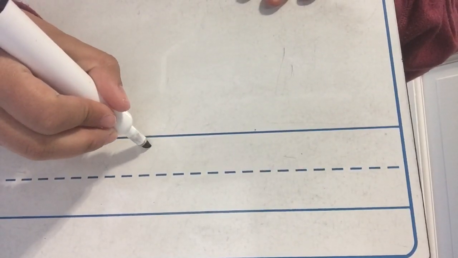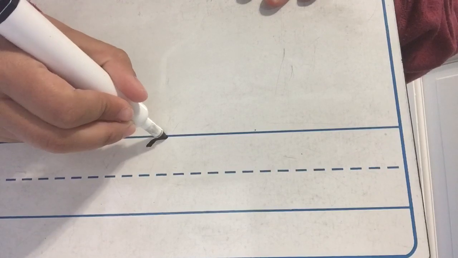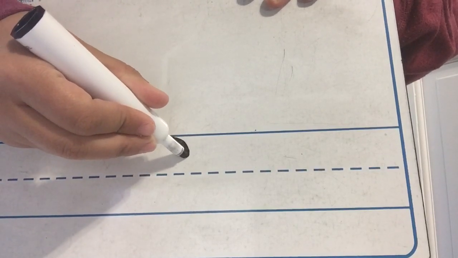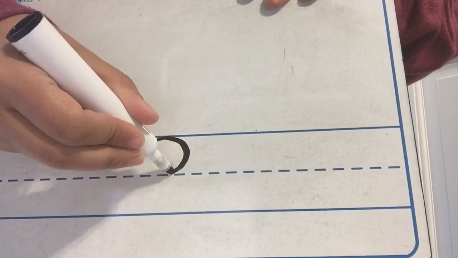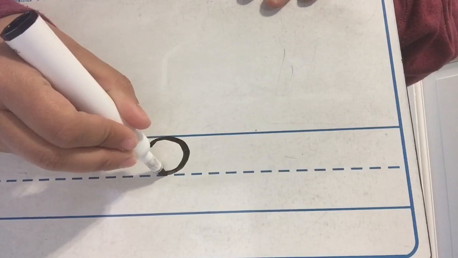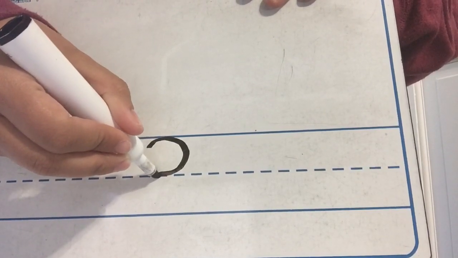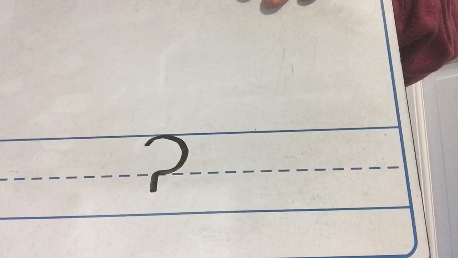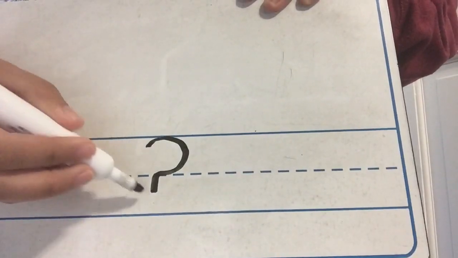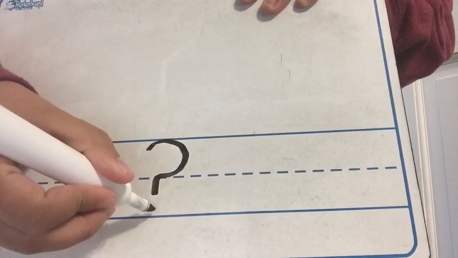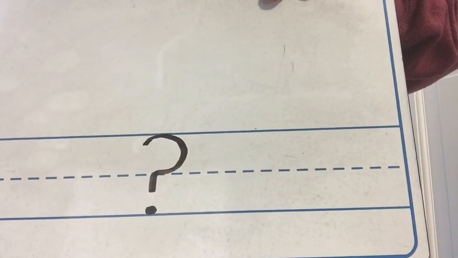Okay, so for the question mark, I usually start towards the top, and I start a little bit below the top line. I hit the top line and I curve down to the dotted line like I'm making a backwards C, and then I make a straight line down and stop, and then I leave a space and I put a dot like a period on the bottom line, and that is my question mark.